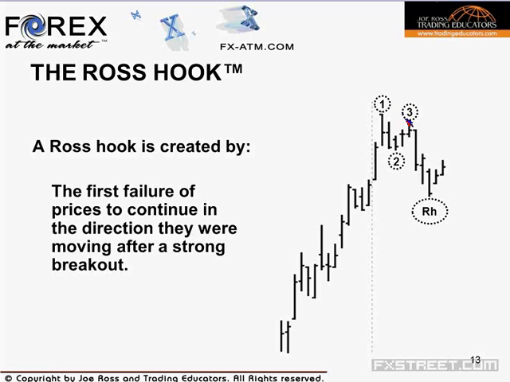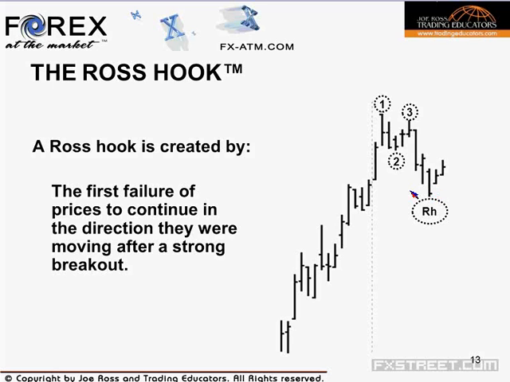And the Ross hook, as I said, is just when price, after a 1-2-3 high or low, continues and then corrects again, then you get what is called a Ross hook. So when price is starting a correction, meaning you've got a higher low here on that price bar, then the Ross hook would be in place.